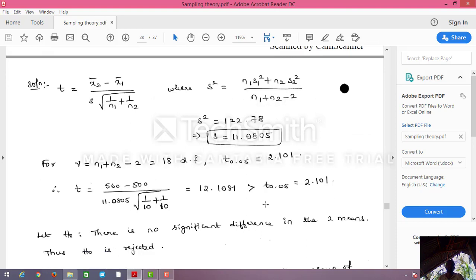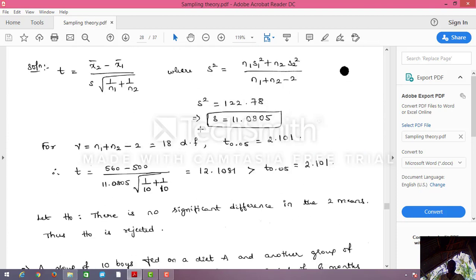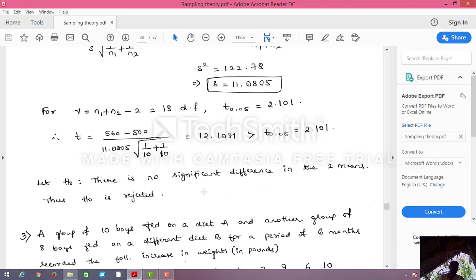Once the hypothesis is rejected, for the question of whether there is a significant difference between the two means, I'll say that there is a significant difference between the two means. Why? Because the hypothesis is rejected. How can we say that the hypothesis is rejected? The 5% level of significance value is 2.101, and the t value is 12.1081. So the t value is greater than the 5% level of significance value. So hence the hypothesis is rejected, and that's the way there is a significant difference between these two means.